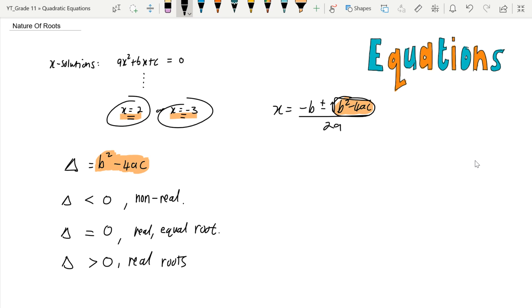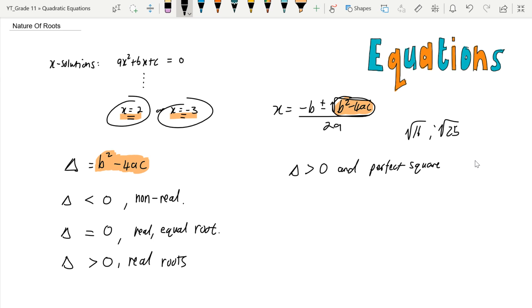If your delta is bigger than 0 and underneath the square root, you've got a perfect square. So in other words, your delta is a perfect square. So if your delta is bigger than 0 and a perfect square, what do I mean by a perfect square? Square root of 16, square root of 25. You can get the square root of it without your calculator, if you know your perfect squares, of course.